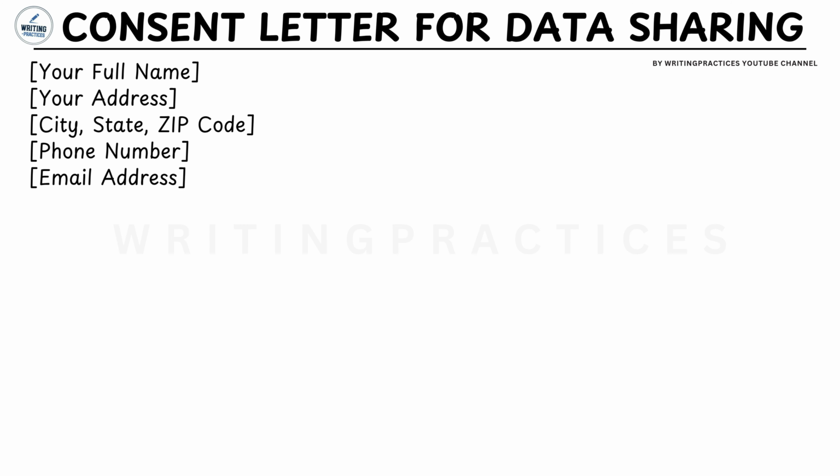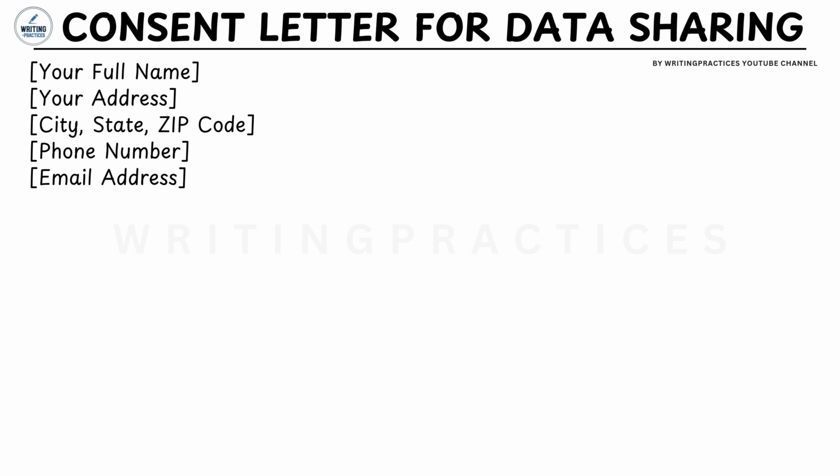Sender information. Start by writing your personal contact information at the top of the letter. For example, Sophia Mitchell, 425 Oakwood Drive, Denver, CO 80203, 303-555-7261, sophia.mitchell@email.com. This section identifies the individual granting consent and provides contact information if questions arise regarding the authorization. Accurate contact details help organizations verify the identity of the person providing consent and facilitate future communication if clarification is needed.